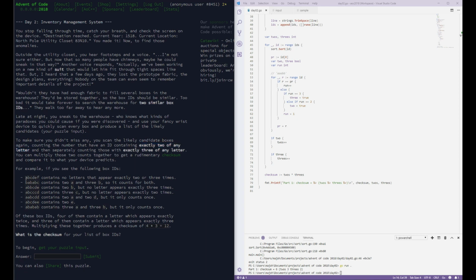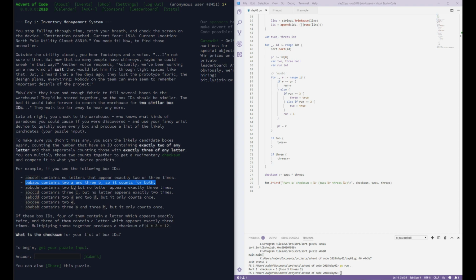Okay, so let's go through their example. Contains no letters that appear exactly 2 or 3 times. Fair enough. A, B, B, A, A. So this one contains 2 and 3, so it counts for both. Yes. That's what I'm doing. A, B, B, C, D, E contains 2.